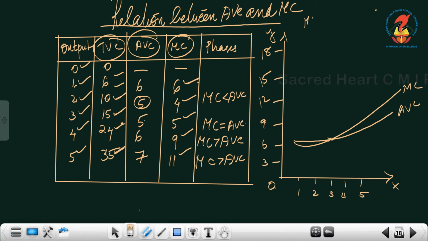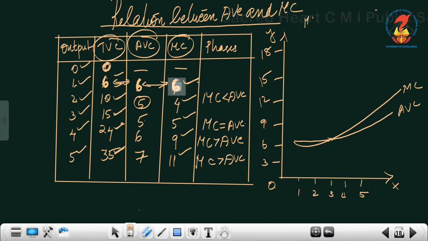Okay. Now, based on the table, we will see the relationship between AVC and MC. At the first level of output, you can find both TVC and MC are the same. You need not consider it, as it is the first level, and before that there is no TVC. Therefore, you will get the same value for AVC and MC, that is 6. Therefore, we can find all 3 values as the same.